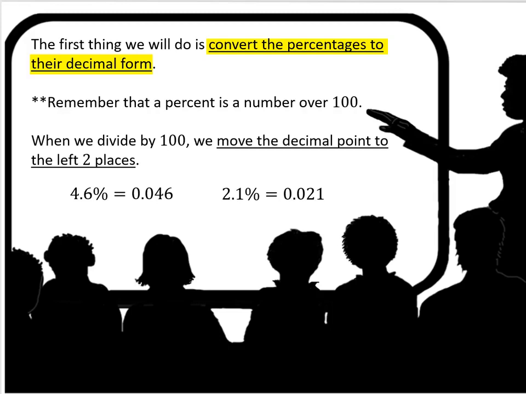4.6% therefore is going to equal 0.046. Why? Well, let's look at where the decimal point is. I'm going to move it back 2 spaces. There's 1. I'm going to have to put a 0 placeholder, and there's 2. That's where that decimal point goes. And 2.1% is going to be 0.021.